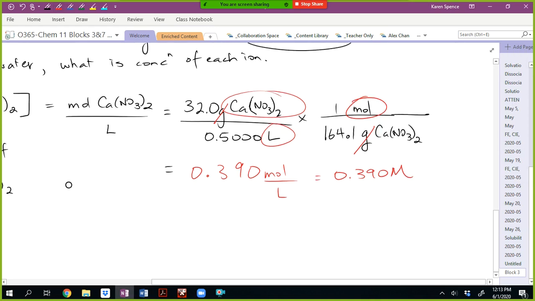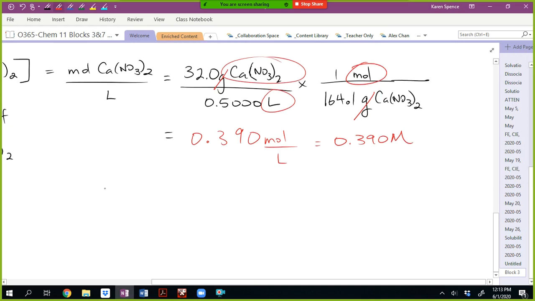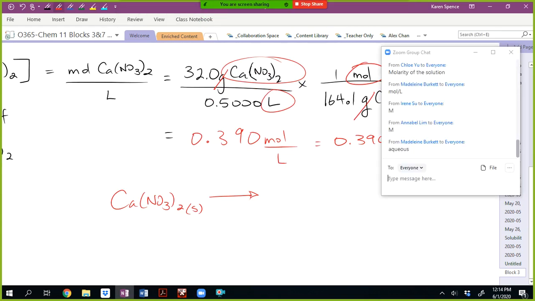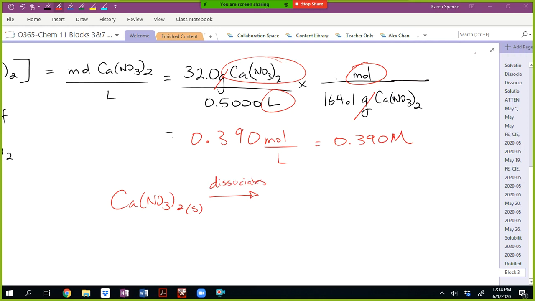So now we have the concentration of the entire substance, the calcium nitrate. Let's go find the concentration of the ions. And in order to do that, we're going to write our, what's that thing we call it when it splits apart, when it dissolves? They are aqueous, but I'm looking for another word here. Dissociation. They're going to dissociate. Okay. So the ions are going to dissociate. Keep using that word. You should be really familiar with it by the time we're done.